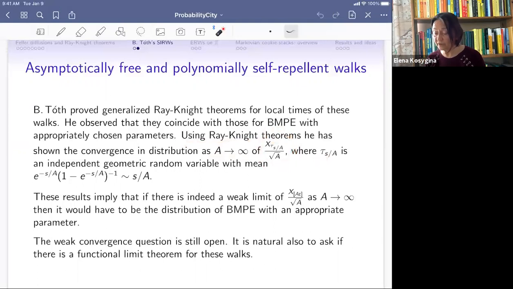tau S over A is an independent geometric random variable with this mean. So it's almost the convergence of one-dimensional distributions, but he used Laplace transforms, and this is how the result stands up until now. It's still open, the weak convergence question of even one-dimensional distributions or the functional limit theorem, and for Tom, John, and me, we consider it a work in progress already for some time. But today, I'm not claiming the result yet.